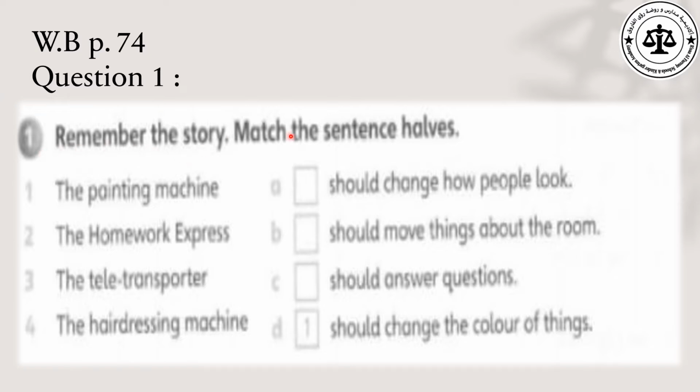Remember the story. Match the sentence halves. Look at number 1. The painting machine should change the color of things. Let's do number 2. The homework express. Excellent. Should answer questions or answer homework. Number 3. The teletransporter. What should move things about the room? The hairdressing machine, bravo, should change how people look.